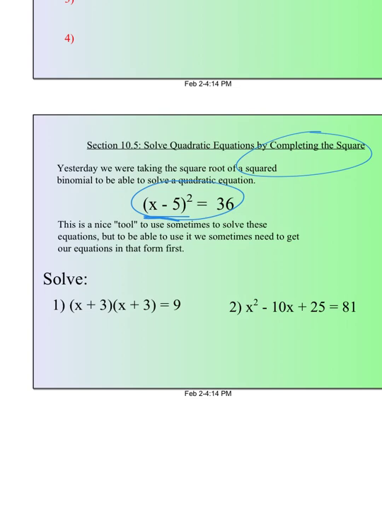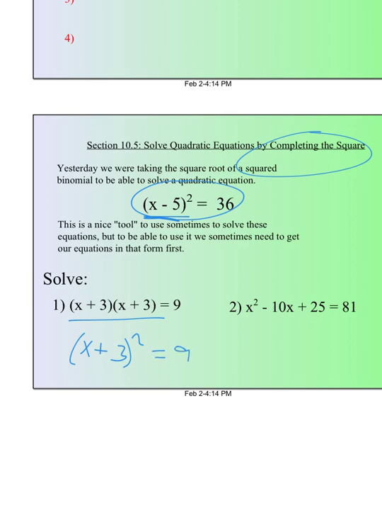Take a look at this first problem here, and notice how it has x plus 3 times x plus 3, that same binomial times itself. When you see that, as I've started to emphasize to you, when I see it's the same binomial by itself, I can write that as x plus 3 squared, and that equals 9.